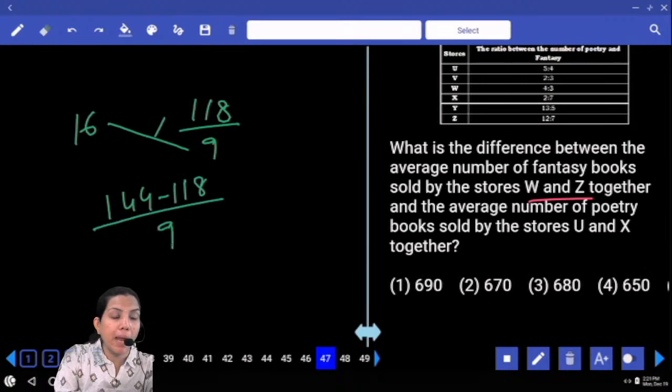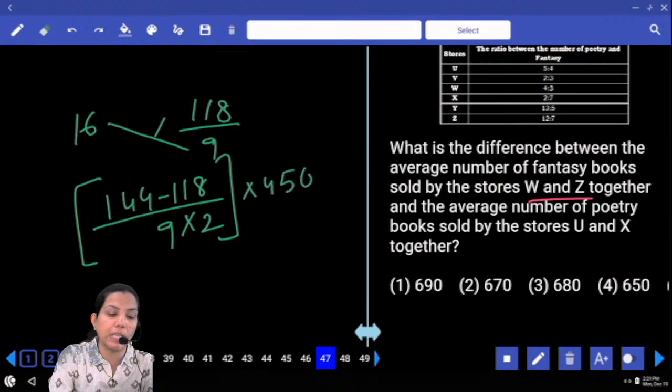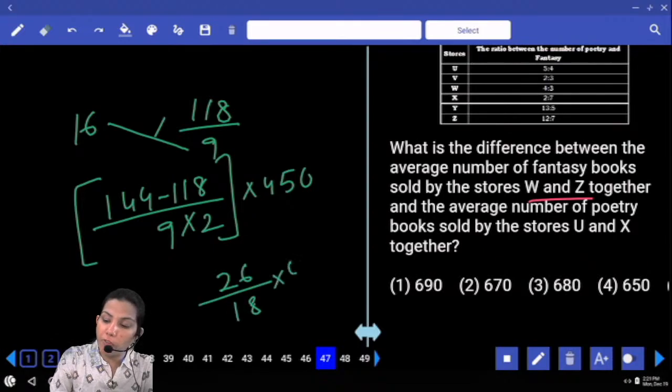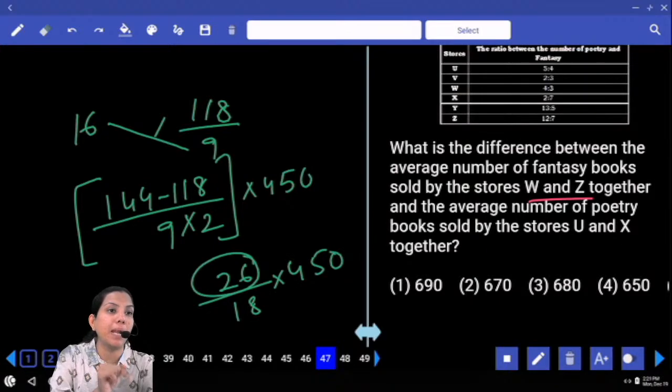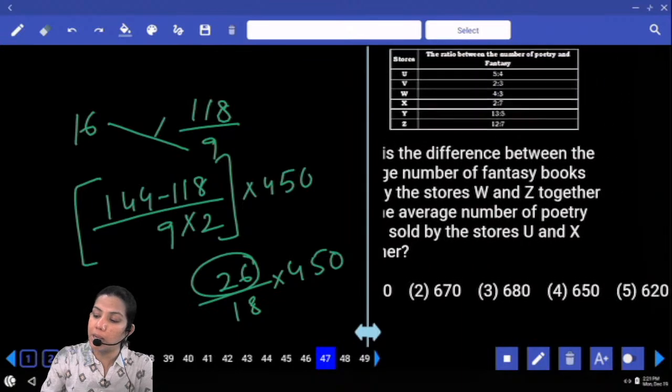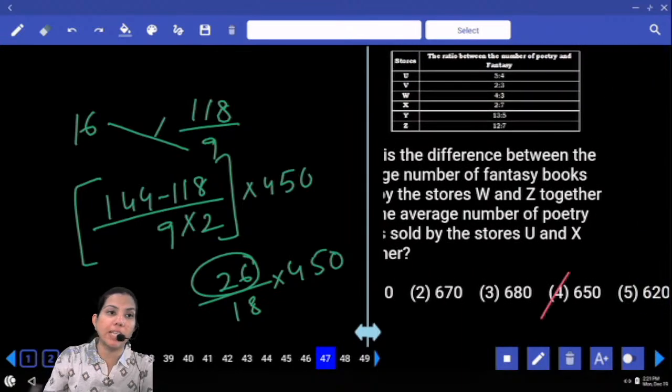That is what we got. But you should write average, which means it is multiplied with 2. And what is 1% value? 450. This is completely your answer. What is 144 minus 118 value? 26 by 18 into 450. Clearly 26 means the answer must be a 13 multiple. How many options are 13 multiples? Only one. 650. That is your answer definitely.